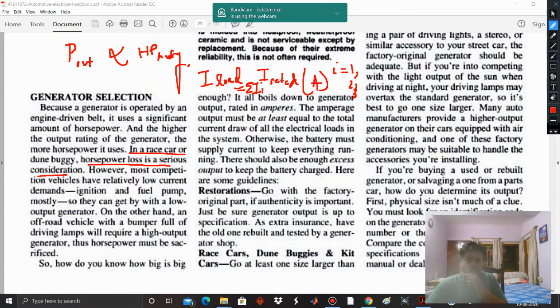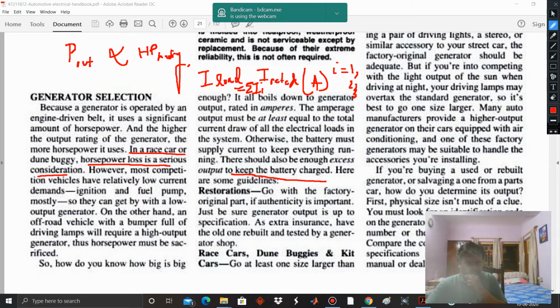So the amperage output must be at least equal to the total current drawn by all the electrical loads in the system. Otherwise the battery must supply current to keep everything running. So there should also be enough excess output to keep the battery charged. So the battery has to be kept charged. That should be met by the battery, and there should be enough excess output to keep the battery charged. These two things have to be there.